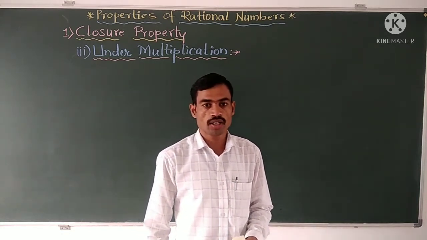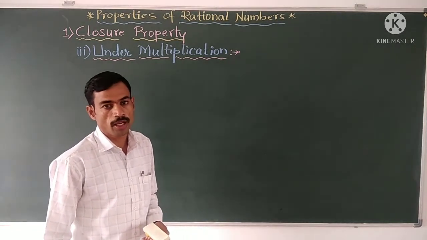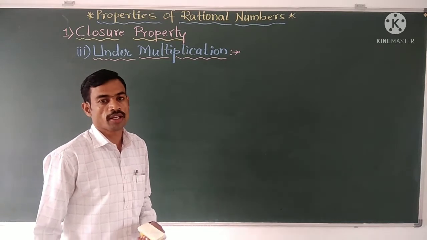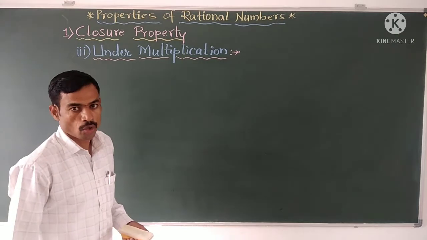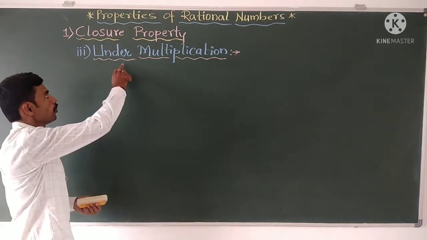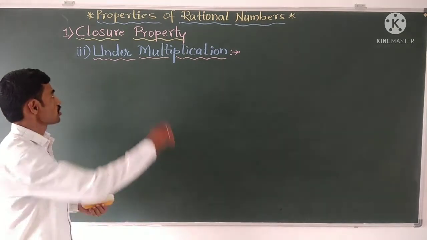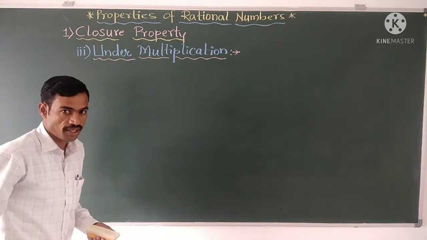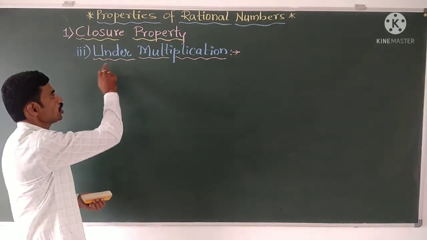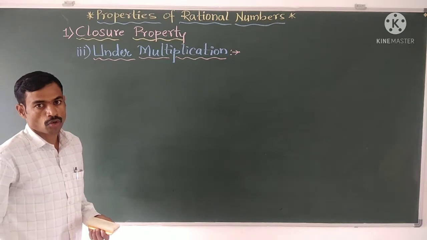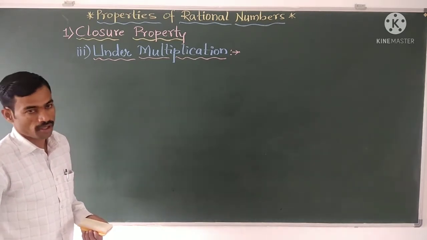Now we have to check: is this closure property of rational numbers applicable for multiplication? Is it applicable or not? Just look at the board. Here we have to discuss the properties of rational numbers. The first property we are discussing is the closure property, under multiplication. Closure property of rational numbers under multiplication.